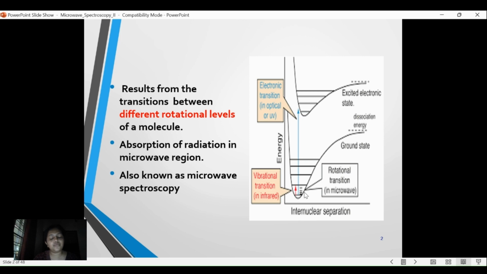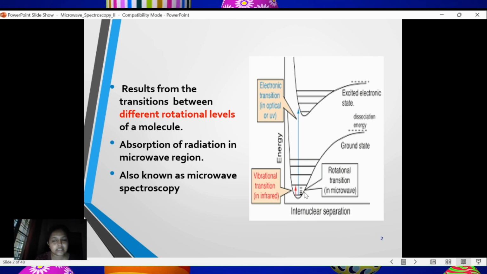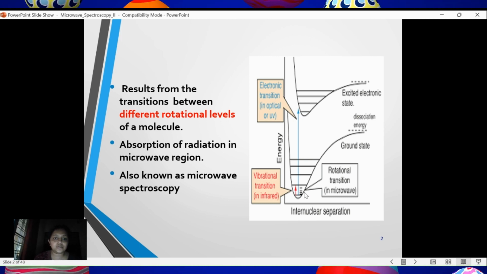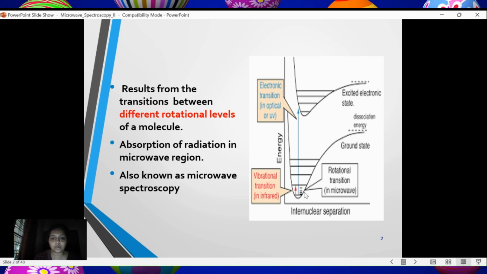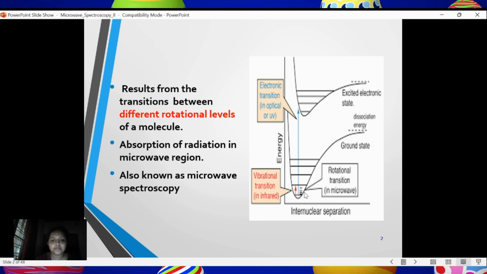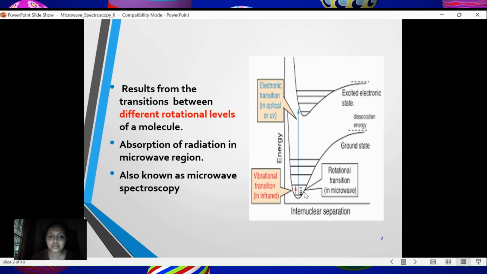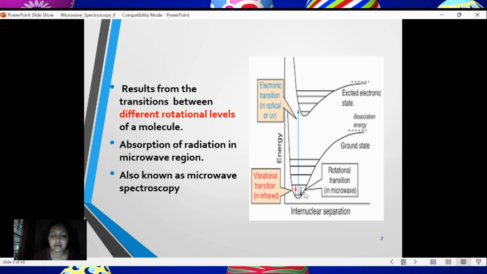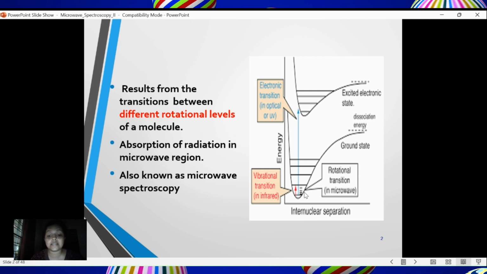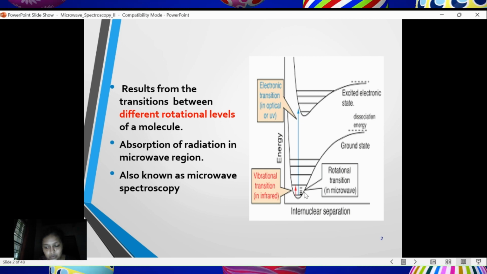So for a transition from a lower rotational energy level to a higher rotational energy level, we just need low energy radiation. So we are using microwave radiation. Absorption of radiation in the microwave region is enough for the transitions between the rotational energy levels. So rotational spectroscopy is also known as microwave spectroscopy.